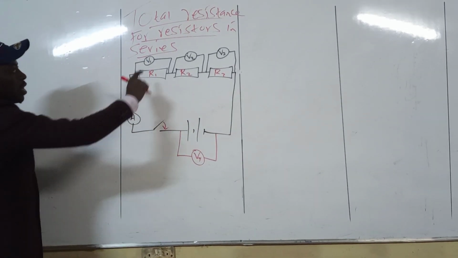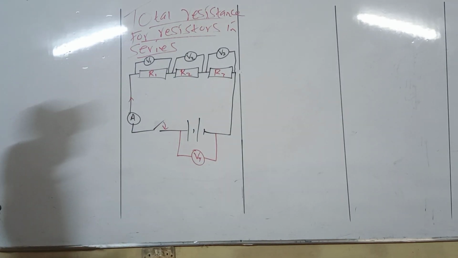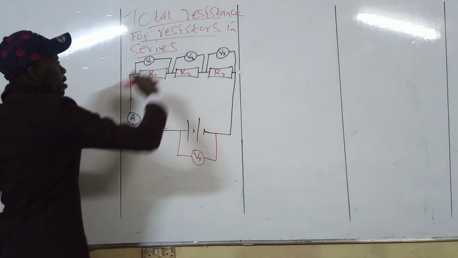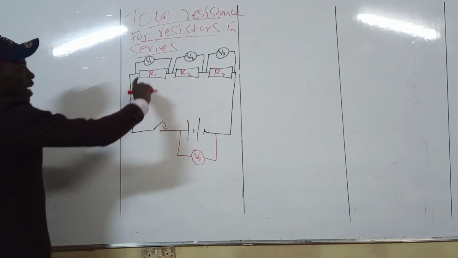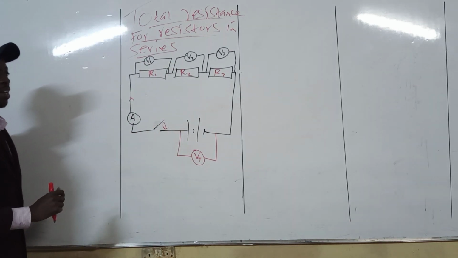It's important to note that voltmeters have a very high resistance such that they minimize the current that can pass through them. So in other words, current will pass through the resistors because the voltmeters have a very high resistance.